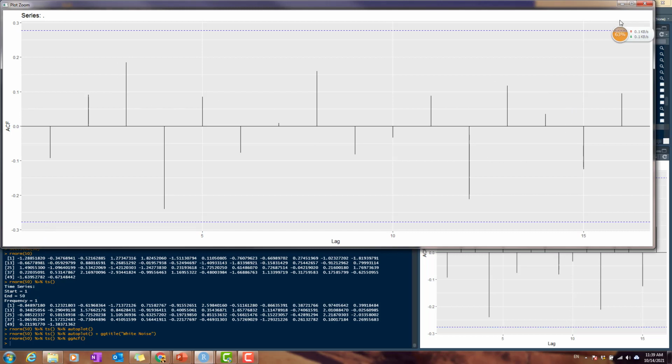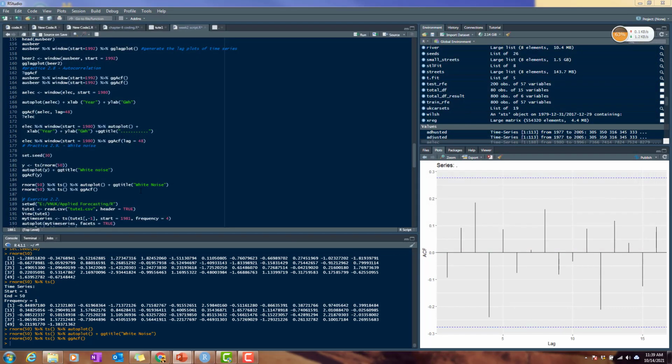But over here, everything is less than that, and that means I can easily say the data has no autocorrelation pattern, and they are totally white noise.